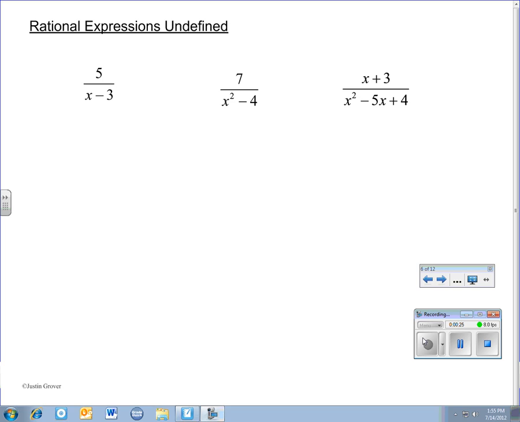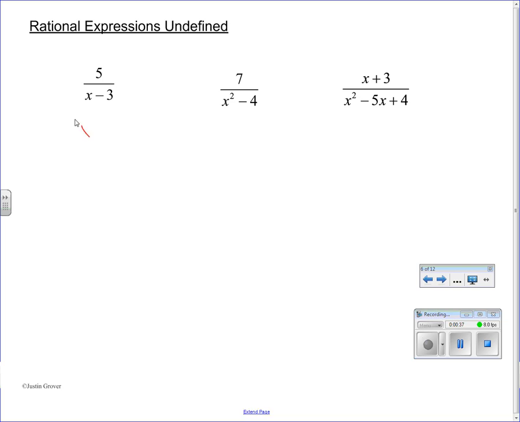So to determine what would make a fraction undefined, we basically want to know what value of the variable will give us a 0 in the denominator. In 5 over x minus 3, x cannot equal 3, because if it did, 3 minus 3 on the bottom would give you 5 over 0, and that is undefined. So basically, we're trying to find out what x cannot be.